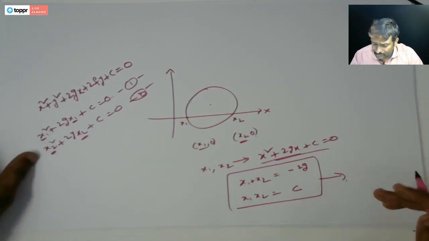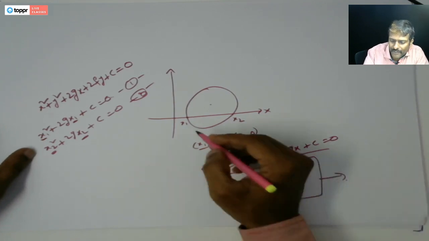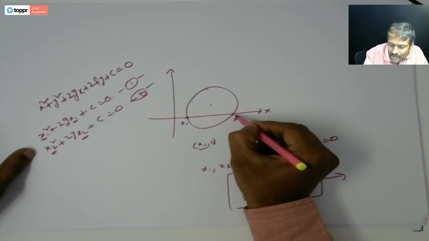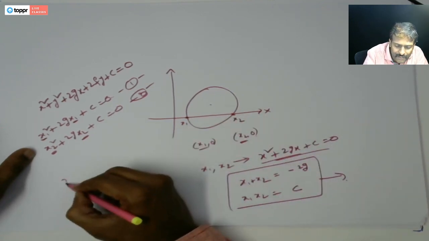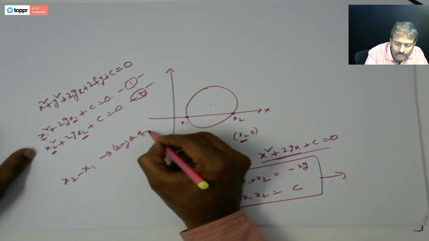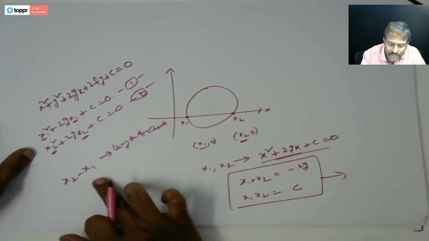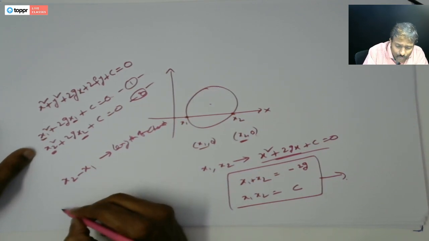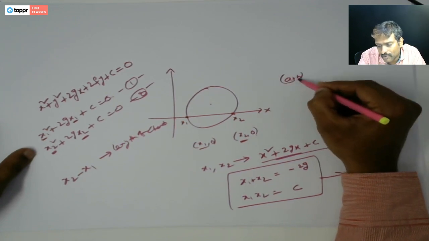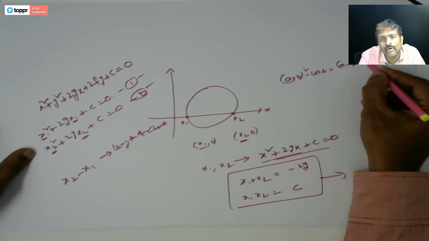So now, what are we trying to find? We are trying to find the length of this chord, meaning the distance from here to here, which is nothing but x2 minus x1, the length of the chord, right? So how can I find the length of this chord? Now you all might know this formula: a plus b whole square minus 4ab is equal to a minus b whole square, right?